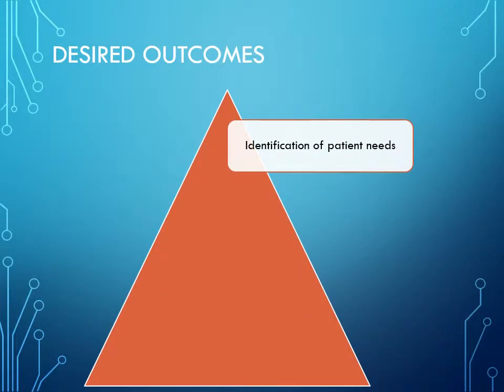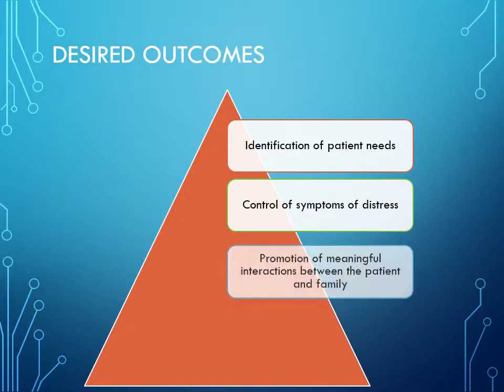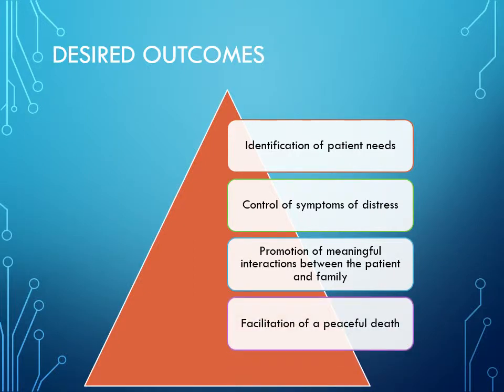So the desired outcome of an advanced directive in end-of-life care is to identify the patient's needs, for the patient to have control of symptoms of distress, to promote a meaningful interaction between the patient and the family, and to facilitate a peaceful death. Interventions are planned to meet the physical, psychological, social, and spiritual needs of patients using an interdisciplinary approach.